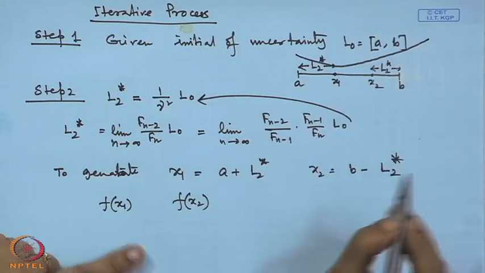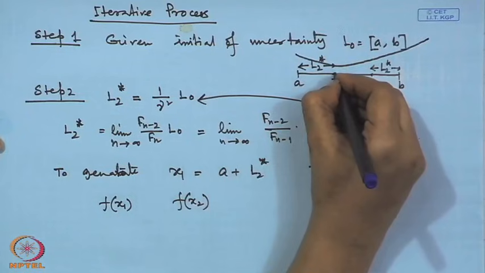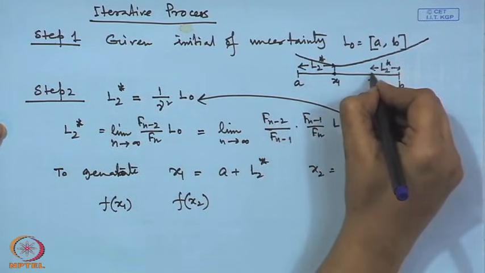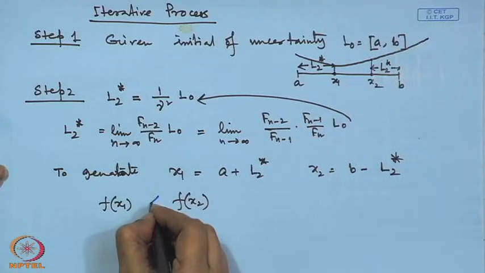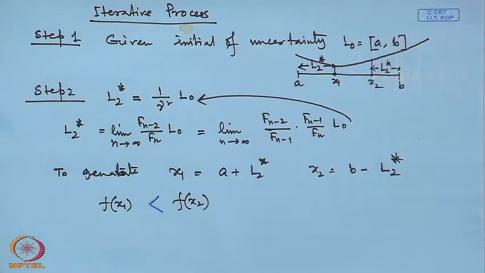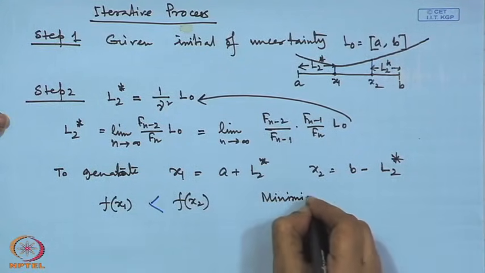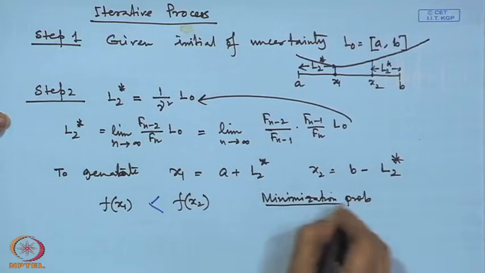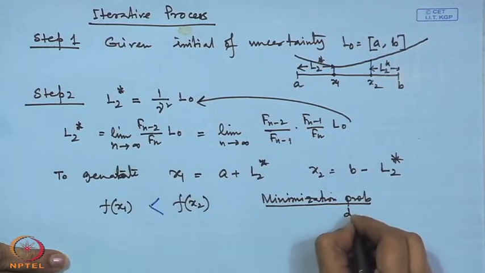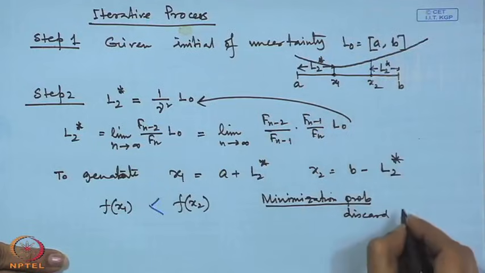this is my function. What we see here, at x1 whatever functional value we are getting, at x2 the functional value is higher. That is why we are having this relation here. And if this is the minimization problem, for the minimization problem what we will do? We will discard the interval x2 to b.